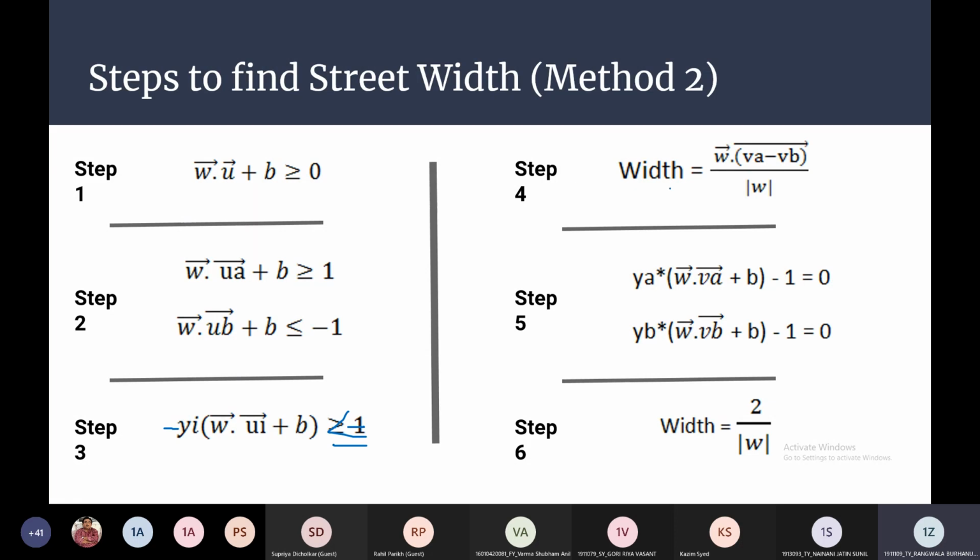Basically now, to find this width, because this is the width that we need to minimize, we take two vectors VA and VB, and the difference with dot product W, as I explained earlier, with X and Y, will be equal to the width. So here we multiply it with YA and YB and W dot VA plus B. And now when we substitute these equations into this step 4, we'll get the same value as I showed before.